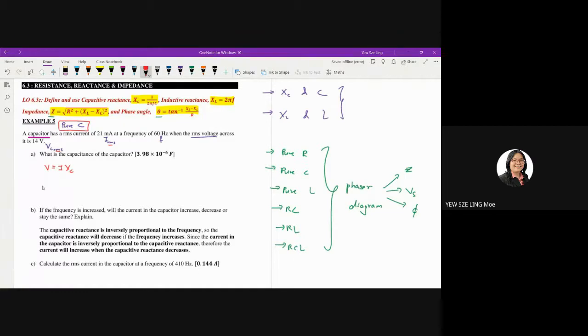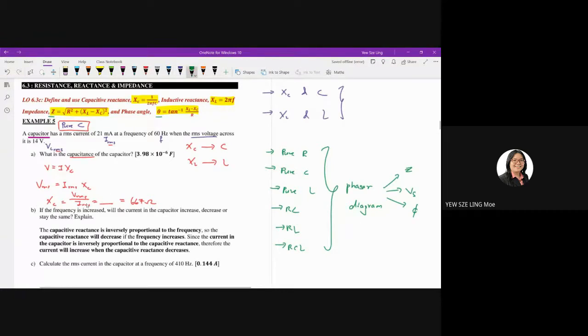So VRMS is equal to IRMS XC. Now, why do I want to determine XC first? Because the question wants capacitance. In order to calculate capacitance in chapter 6, we need XC. We use XC to calculate C, and we use XL to calculate L. So XC is now equal to VRMS divided by IRMS. Plug in the values, then you should obtain XC equals 667 ohm.